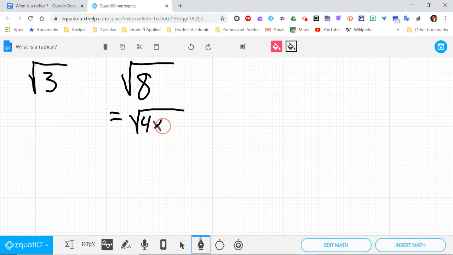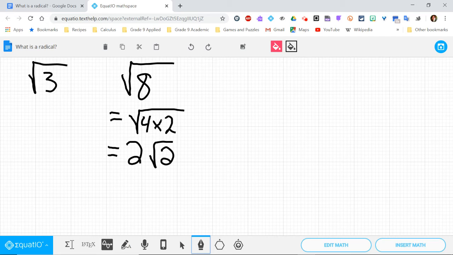4 times 2. So when I do it like that, I know that I can actually get an answer for the square root of 4, which has a value of 2, and then the root 2 stays there. So this is the simplified form of the square root of 8. It can be broken down.